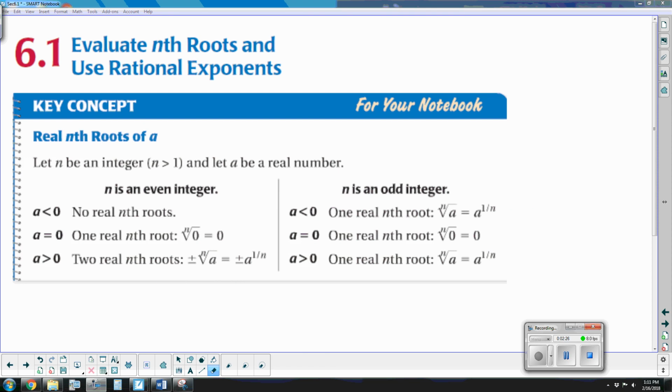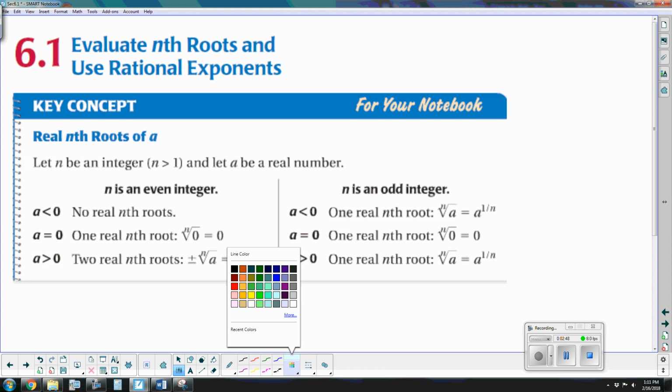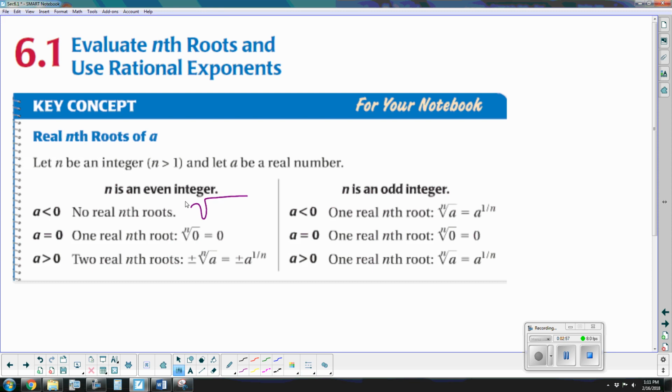So let's look at this nth root of a key concept. We're saying if n is an even integer, then a is less than 0. There are no real nth roots. So for example, we'll just use square root as our even root. The square root of negative 25 is plus or minus 5i. That is not a real root.